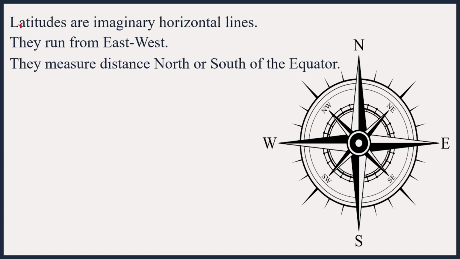Yes. So latitudes are imaginary horizontal lines. These are horizontal lines which are imaginary. They run from the eastern direction towards the west. Before we move further, let me teach you about the directions first. We have four prominent, four important directions. They are north, south, east, and west. So we can call them NEWS as well.